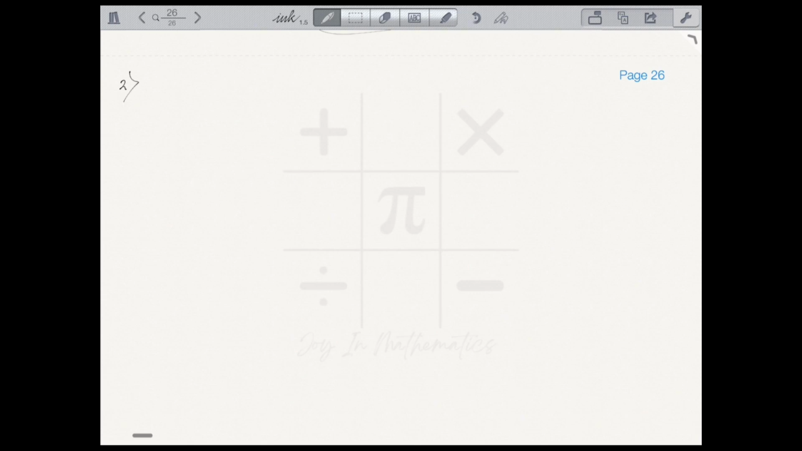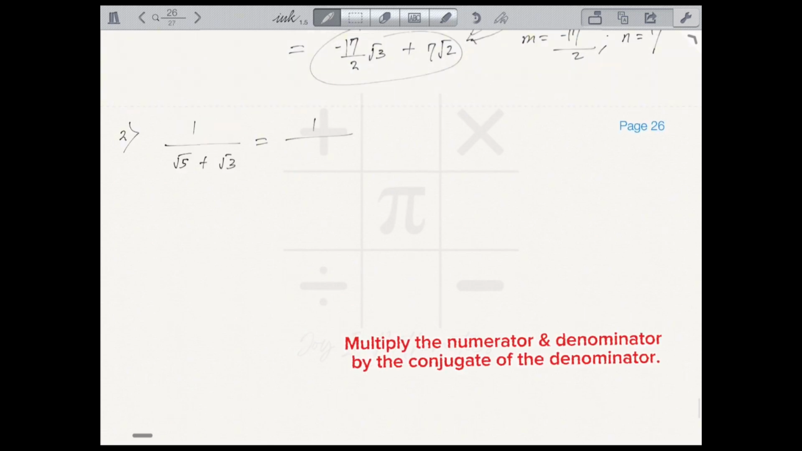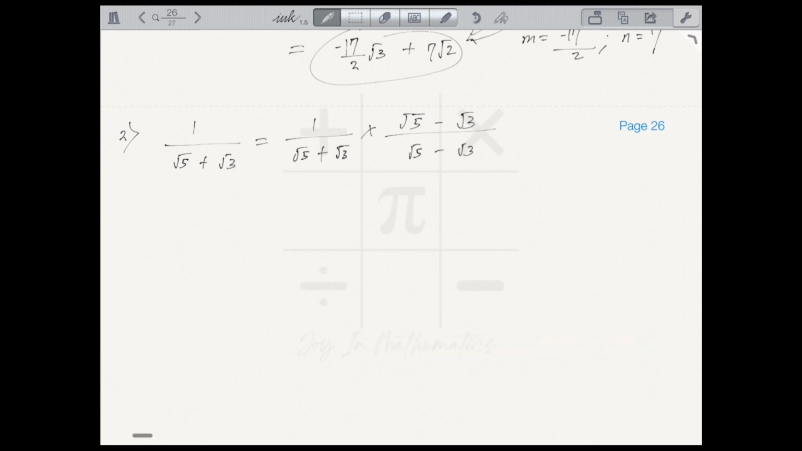The second question says we should express 1 over root 5 plus root 3. Now that means we are going to multiply the denominator and the numerator by the conjugate of the denominator. Now the conjugate of the denominator here is root 5 minus root 3. So let's multiply it out. So this will give us 1 multiplied by root 5 minus root 3, and the denominator will be root 5 plus root 3 multiplied by root 5 minus root 3.